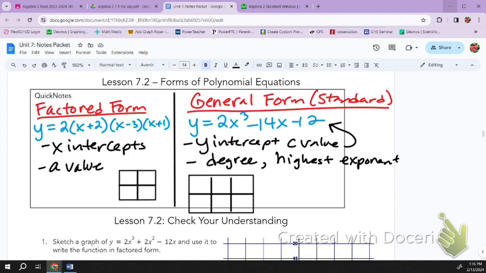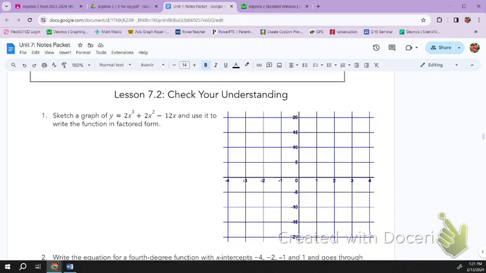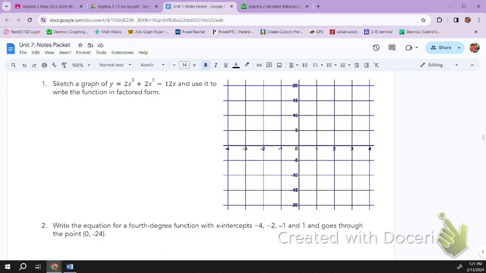So right now, for that first one, I want you to use Desmos. Gavin, you got a Chromebook, sir? So right now, we're putting this into Desmos.